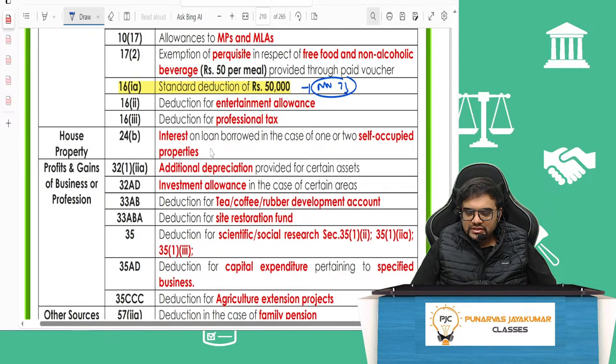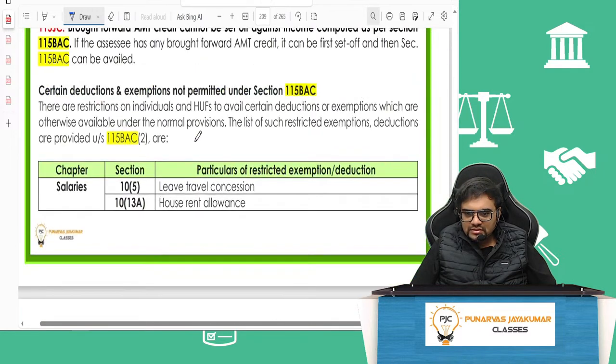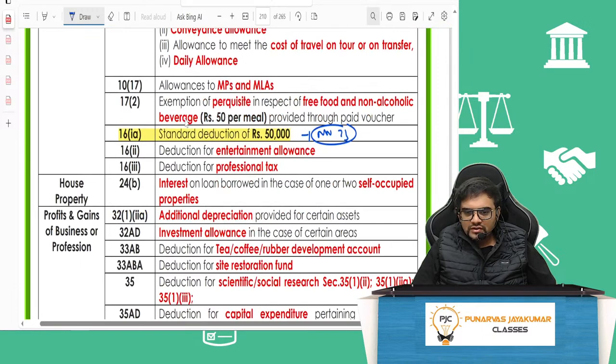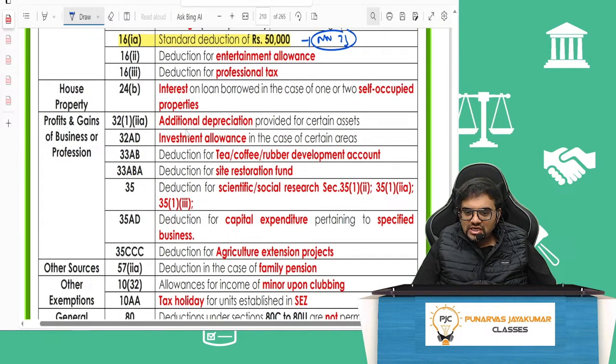House property, so these are what? These are all the restrictions on individuals to avail deductions or otherwise available. The list of restricted exemptions is as under. You will not get house property 24B interest on loan also. Additional depreciation you will not get in PGBP. Depreciation you will get, mind you, additional depreciation you will not get.